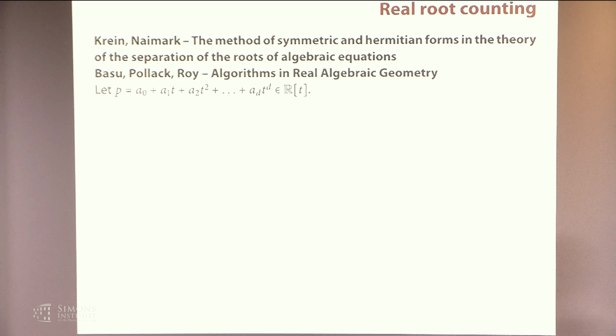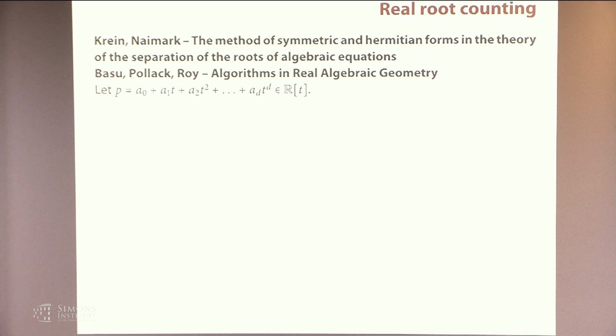I will review some of these things. And I've put here two references where you can find more information. One of the classical papers is by Krein and Naimark, originally in Russian. The English translation has this long title, and you can find it online. And there's a book by Basu, Pollack, and Roy called Algorithms in Real Algebraic Geometry. They present all of these results also, and they do complexity analyses of these algorithms if you are interested in that sort of aspect. But the problem is very simple.